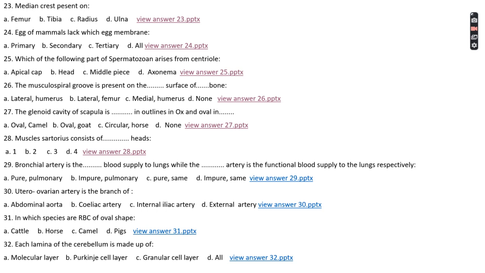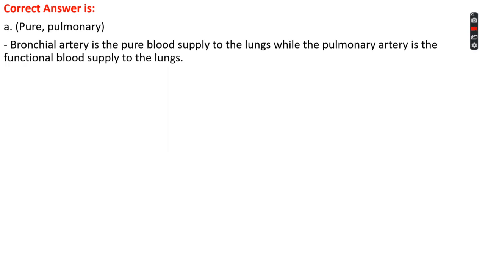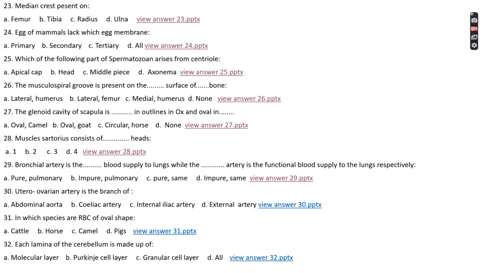Question number 29. The bronchial artery is the dash blood supply to the lungs, while the dash artery is the functional blood supply to the lungs respectively. Option A pure and pulmonary, option B impure pulmonary, option C pure and same, option D impure and same. The right answer is option A, that is pure and pulmonary. The bronchial artery is the pure blood supply to the lungs, while the pulmonary artery is the functional blood supply to the lungs.